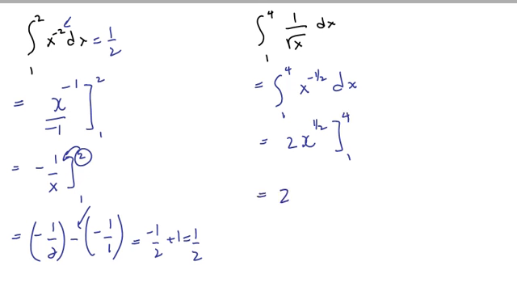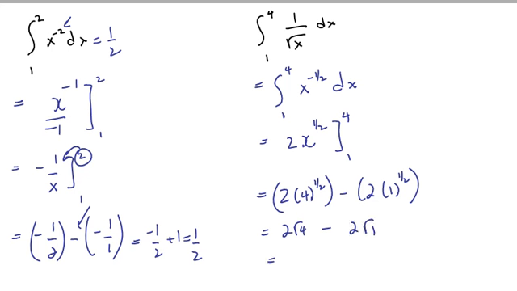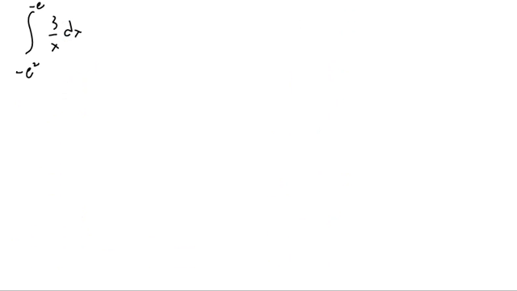So I'm going to plug the 4 in first, minus the 1. And this is 2 square root of 4 minus 2 square root of 1. This is going to be 4 minus 2 equals 2. So the integral is 2. So moving on to what looks like a little bit more complicated example.